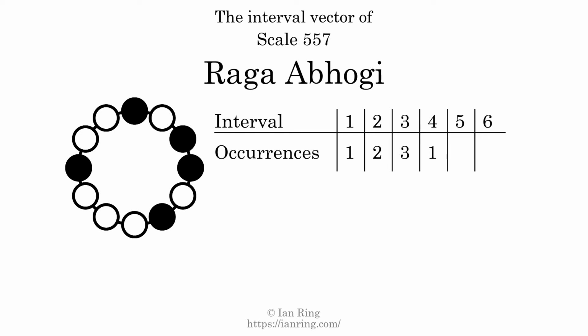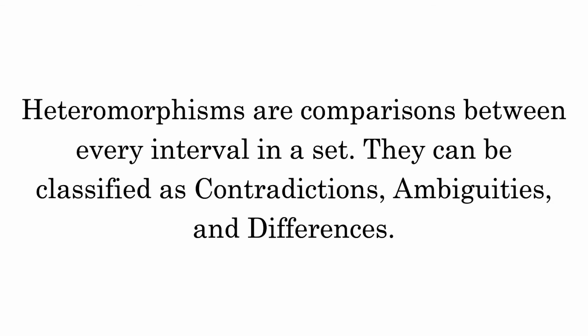There is one interval with a size of 4 semitones. It is here. There are 2 intervals with a size of 5 semitones. They are here and here. There is one interval with a size of 6 semitones. It is here. Each interval does not appear in this scale a unique number of times, so this is not a deep scale. Heteromorphisms are comparisons between every interval in a set.